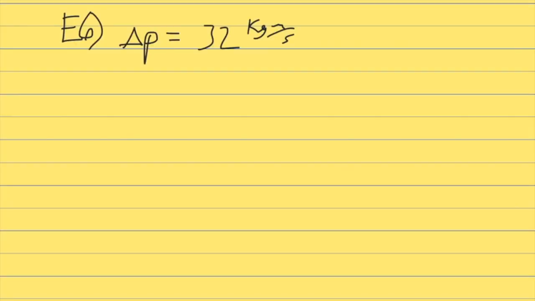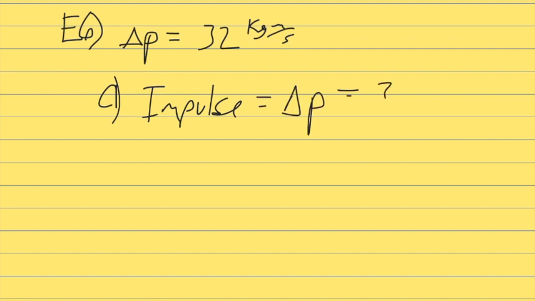Exercise 6. A ball experiences a change in momentum of 32 kilogram meters per second. What is the impulse acting on the ball? Well, that's for part A. Impulse acting on the ball. Impulse is change in momentum. And the change in momentum is 32 kilogram meters per second. That's given in the problem.